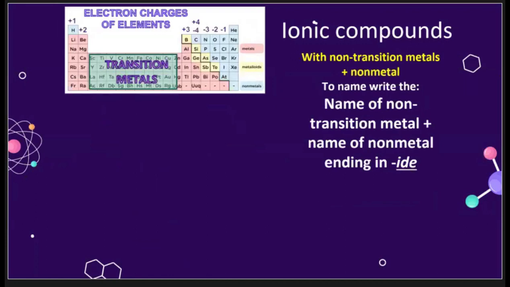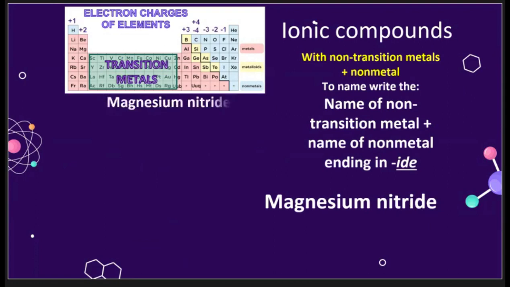Let's have another one. Magnesium and nitrogen. So si magnesium is the non-transition metal. Nitrogen is non-metal. So instead of writing it as nitrogen, change it into IDE, or it should end with IDE. So we can write it as nitride. So to write the chemical formula of magnesium nitride, identify the charges. So we have magnesium as having positive 2, nitrogen as negative 3.